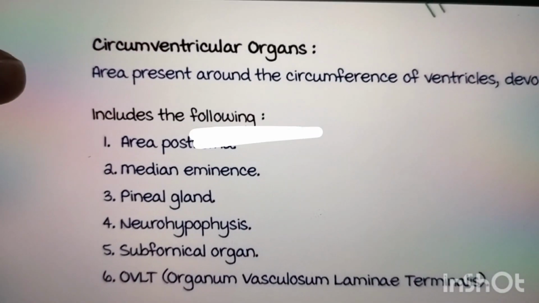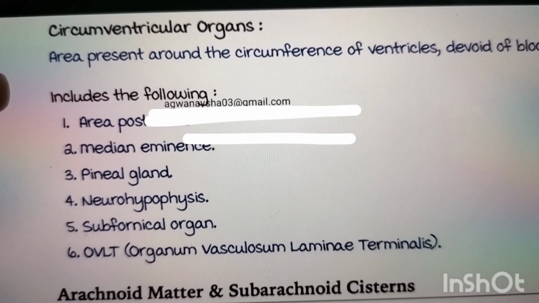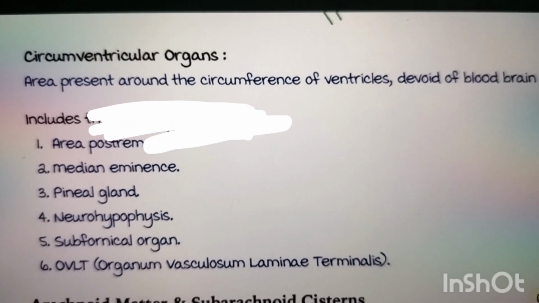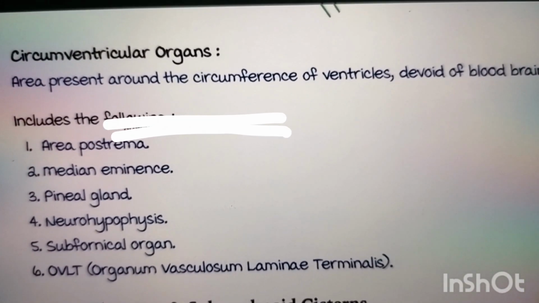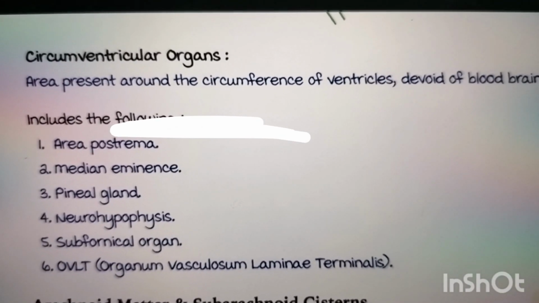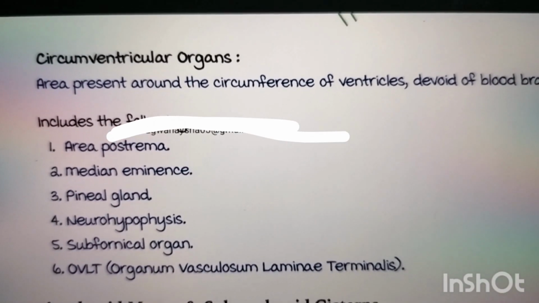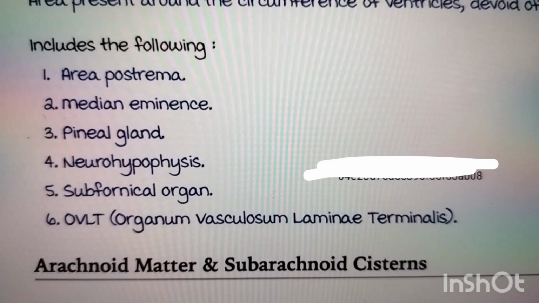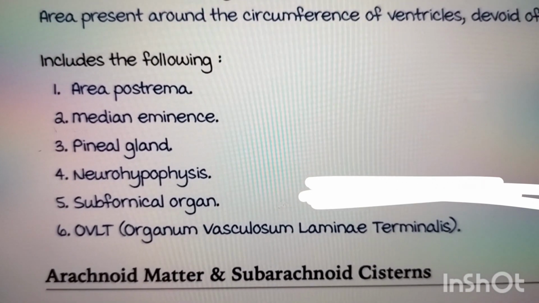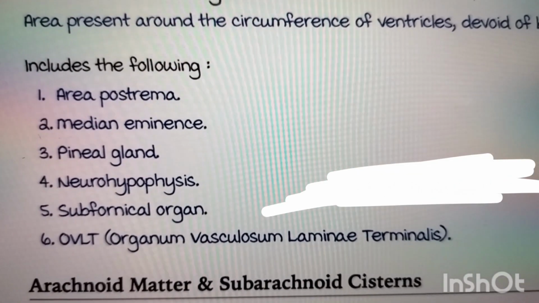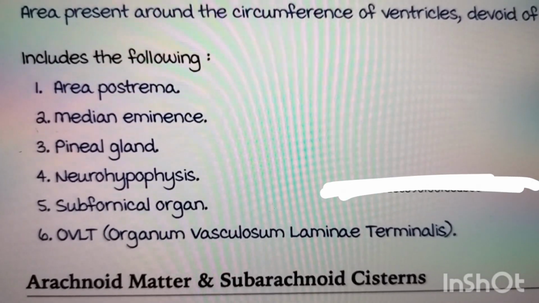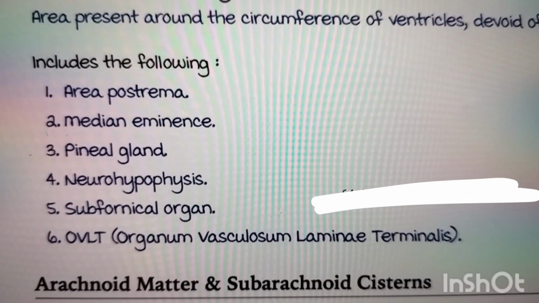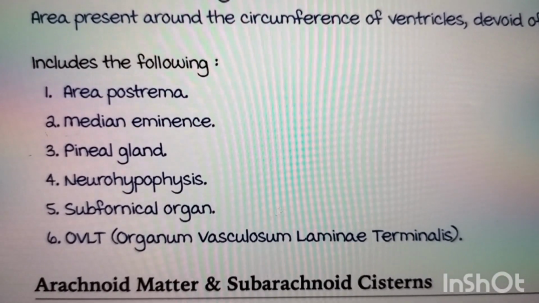So we are seeing the areas devoid of blood-brain barrier, and these are the areas present at the circumference of the ventricles, like the lateral ventricle circumference, third and fourth ventricle circumference. We have 6 areas, and we should remember the names of these areas. First one is area postrema, second median eminence, pineal gland, neurohypophysis, subfornical organs, and organum vasculosum lamina terminalis, OVLT.